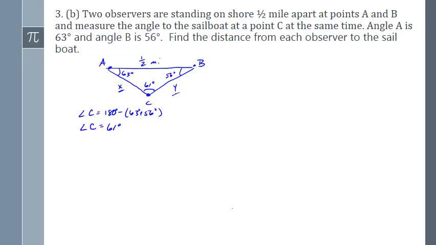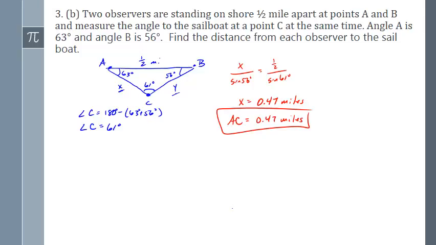So for AC, which I called x, we're going to have x over the sine of 56 is equal to 1/2 over the sine of 61. So x is going to be equal to 0.47 miles. So the distance from A to C is 0.47 miles.